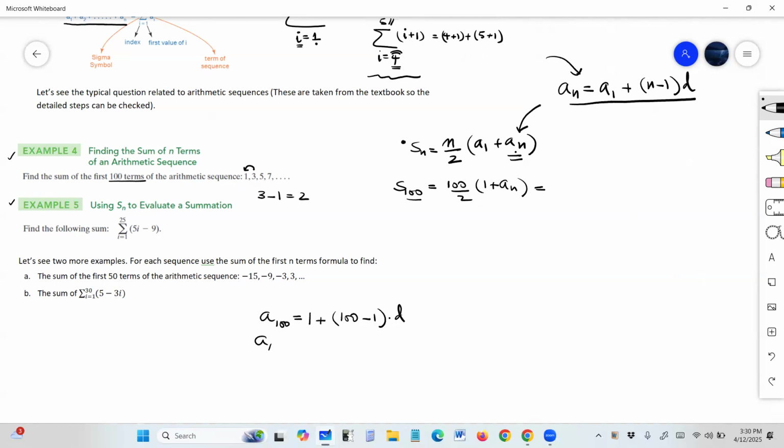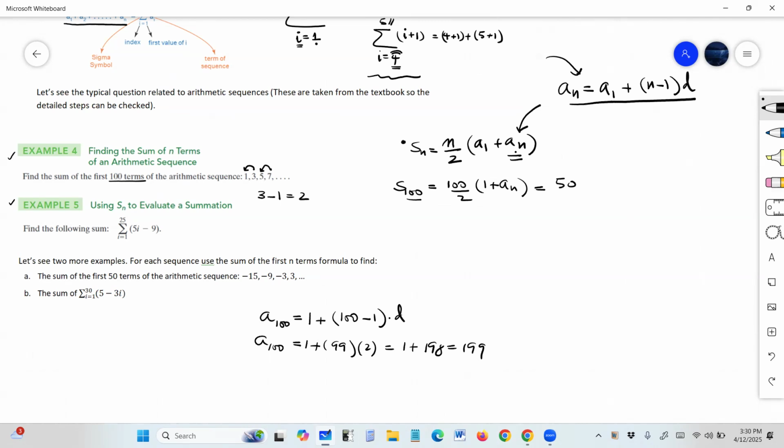All right, so a 100, and the difference is fixed, right? If I pick any term, the difference of that term minus the previous has to be the same. So 7 minus 5, 2. So 1 plus 99 times 2, 1 plus 198, or 199. So that's my last term.